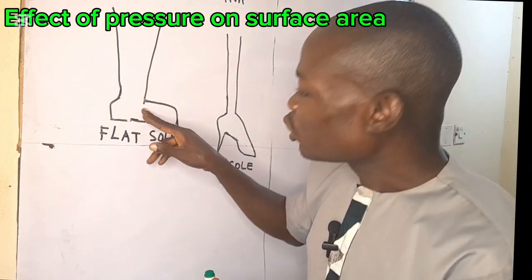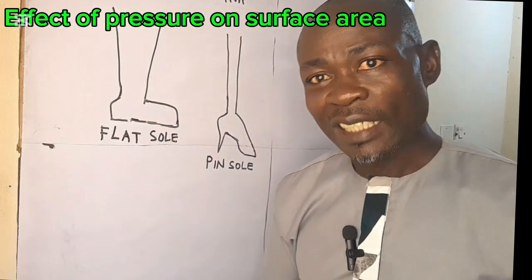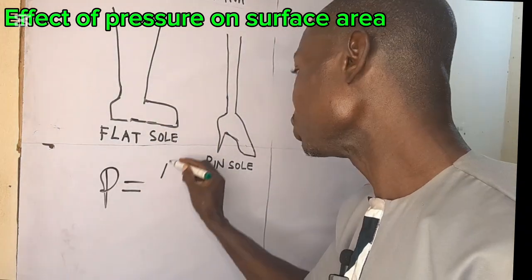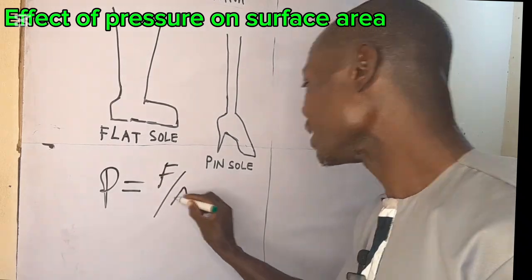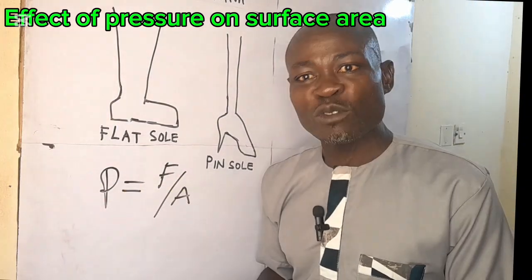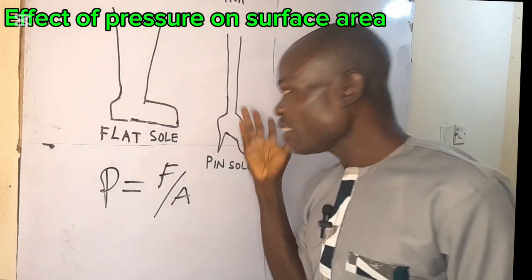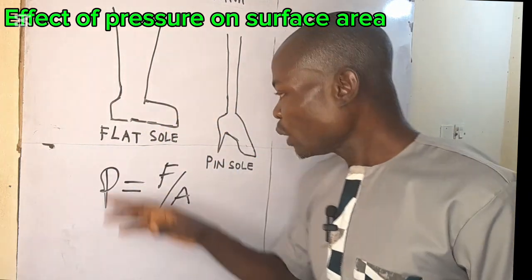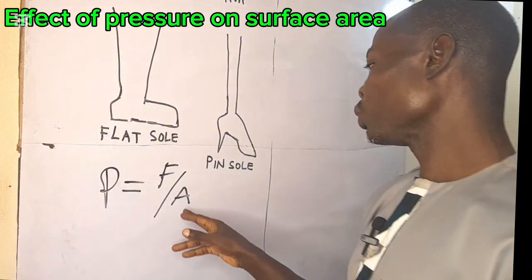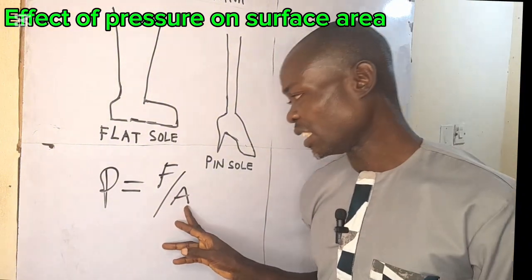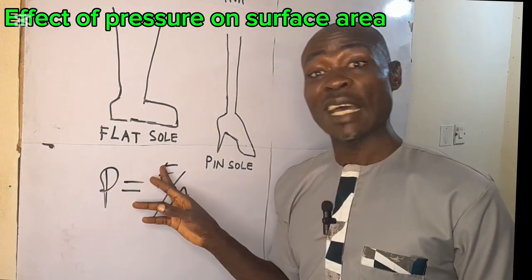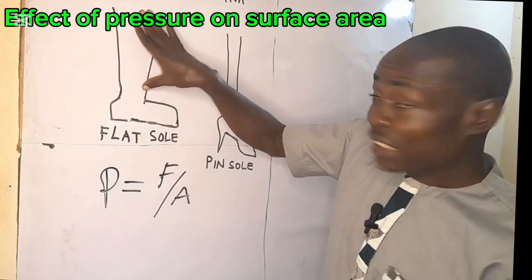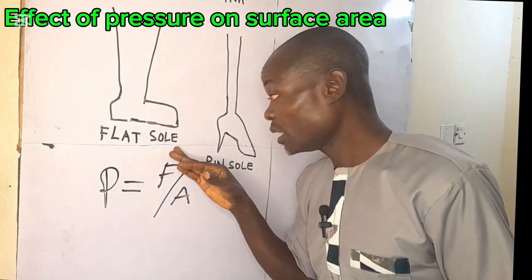When we look at this, we made an expression of pressure, which is equal to force per unit area. This is the physics formula that interprets the effect of these soles on the person. So we saw that pressure is inversely proportional to the surface area, and pressure is directly proportional to the force.